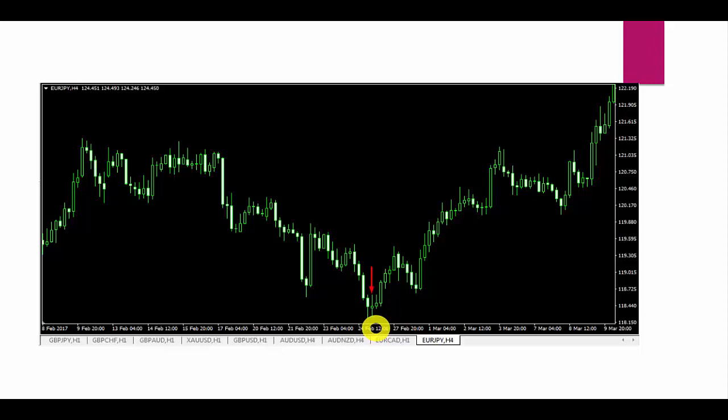Okay, alright, so this was the explanation of spinning top candlestick pattern. I am sure that now you have a clear concept of it.